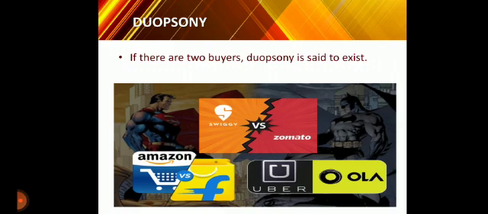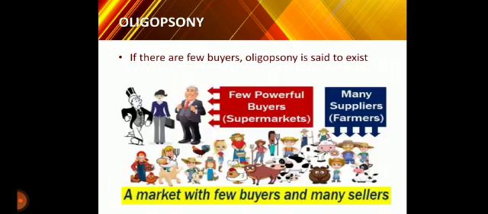Duopsony. If there are two buyers, then it is said to exist. For example, Swiggy and Zomato. Wherever you want to place your orders, these are the two places available now. So they are the buyers. They will buy your leads, they will buy your orders, and then they will serve you. Only with these two can you order, and there is no third player prevailing in the market now. As far as concerned, Amazon vs Flipkart, Uber and Ola. There are many more examples I can give.